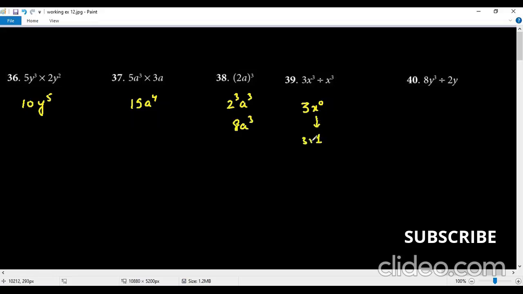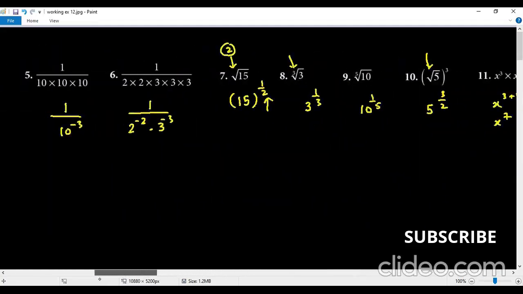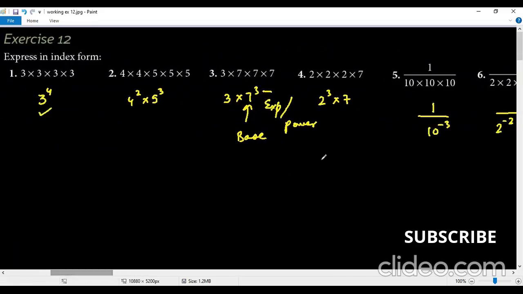That means 3 times 1 is 3, which is your final answer. When it comes to question number 40, 8 divided by 2 gives you 4, and y^(3-1) gives you y^2. Now moving on to the next question, which is 41.